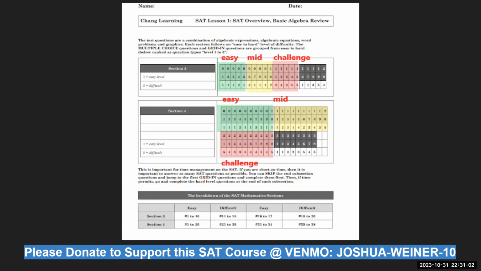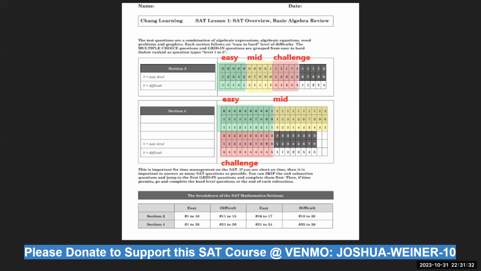Similarly, in section 4, which has 55 minutes, it's good to do the first 20 questions fast and accurate, skip questions 21 to 30, do whatever grid-ins are easy for you, then mark the time, say there's 23 minutes left, then go back to question number 21 and spend the remaining time doing any problems you skipped and doing those problems 21 to 30, which are most difficult for section 4.